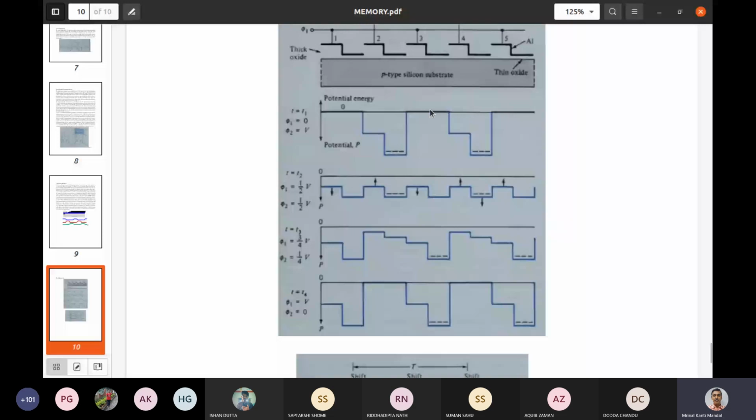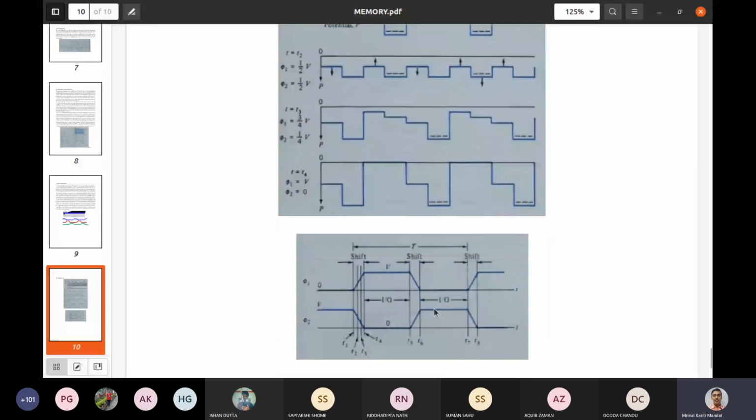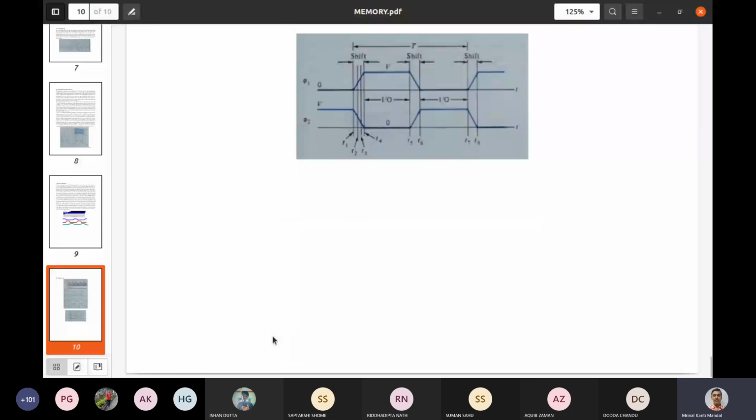So these two electrodes are responsible for storing the charge, a single bit of data, that is the charge, either 0 or 1. So these are called the non-overlapping clock signals. They are 180 degrees out of phase because only two clock signals are used here, and this two-phase CCD is a more dense device compared to the three-phase CCD. Right, so you will read these things. I have already shared this information with you.